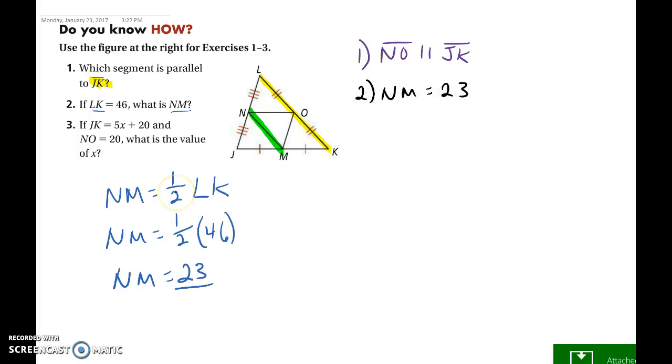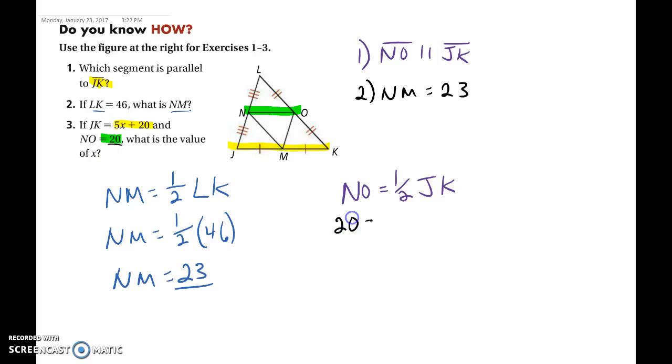All right, then the last thing that they ask us is if JK, so that's this segment here, is equal to 5x plus 20, and NO is equal to 20, what is the value of x? So once again, we know that NO is our midsegment of the triangle. So we know that NO is equal to 1/2 of the side of the triangle that does not touch JK. And now we can substitute in. We know that NO is equal to 20. So 20 is equal to 1/2 of JK, which we know is 5x plus 20.